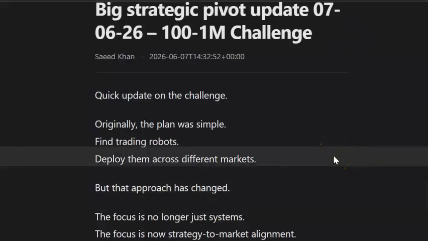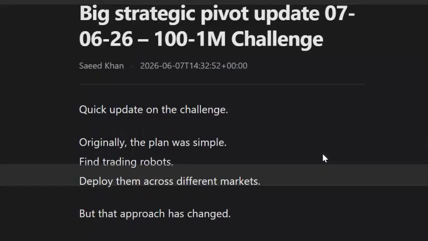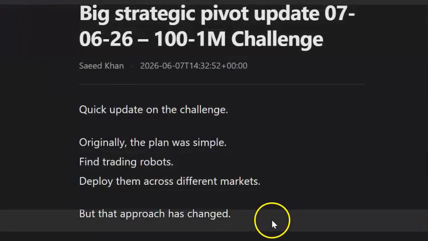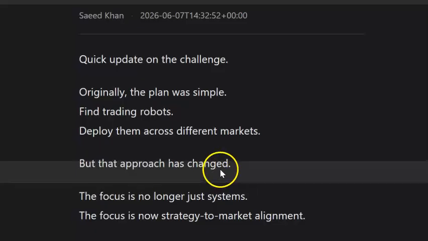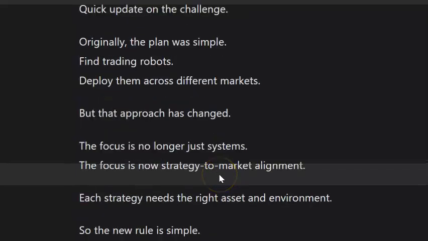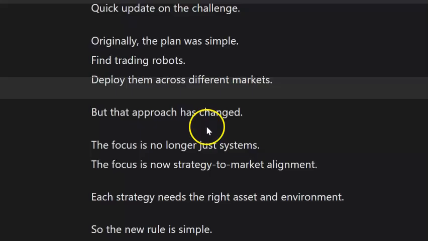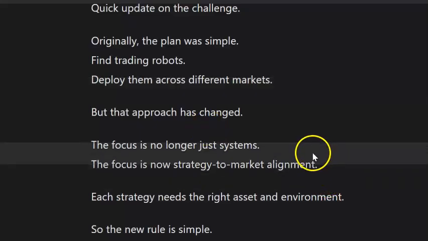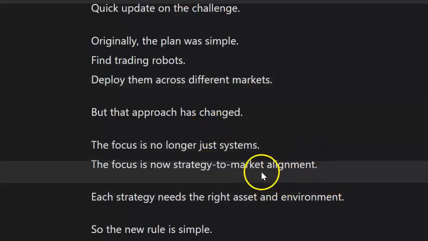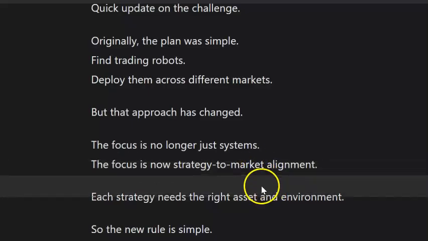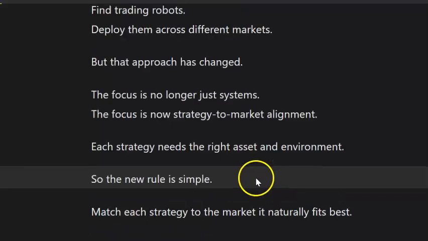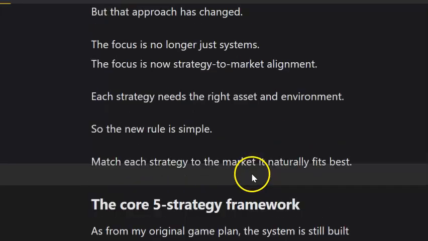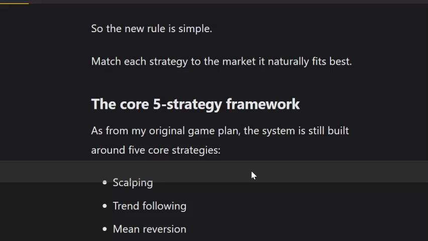So originally the plan was simple. We'll find trading bots and deploy them across different markets. We had the 5 core strategies that I want to focus on that cover all market conditions potentially. But now we're not just going to focus on systems, we're going to focus on strategy to market alignment, whereby each strategy is assigned to the right asset and environment. So basically we're going to match each strategy to the market that it naturally fits best.